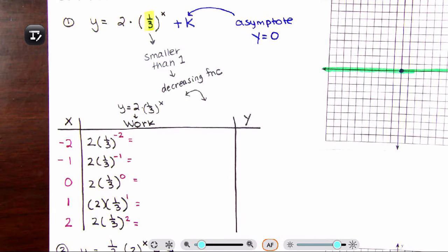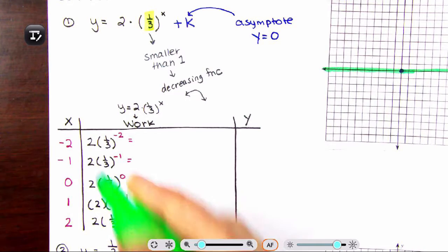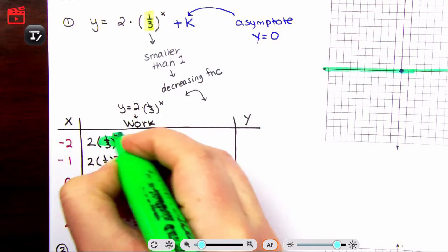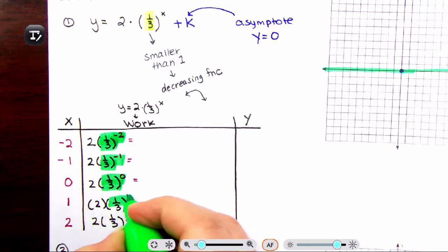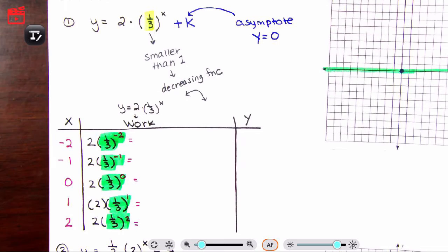So now you're going to evaluate first and always first your exponential value. So what that means is you're going to evaluate this first, evaluate this first, evaluate this first, evaluate this first, and evaluate this first.